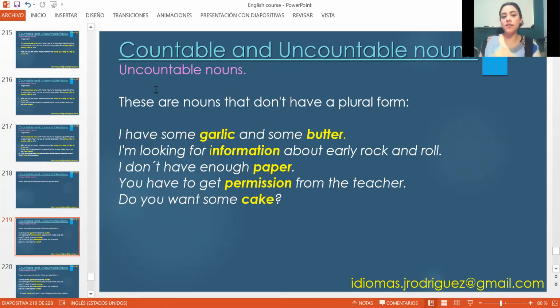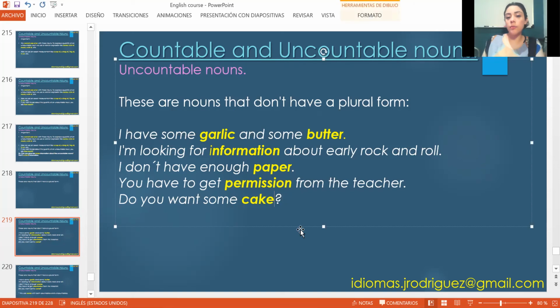Well, yes, but not in this situation. We cannot say, do you want some cakes? Like that? No. The word cakes, yes, it exists, but it depends on the context. Also papers. It exists, papers. But in this context, we cannot use papers. Algunas sí existen. Por ejemplo, cakes. Cakes, pasteles, sí existe. Or papers, también existe. Pero en este contexto no.